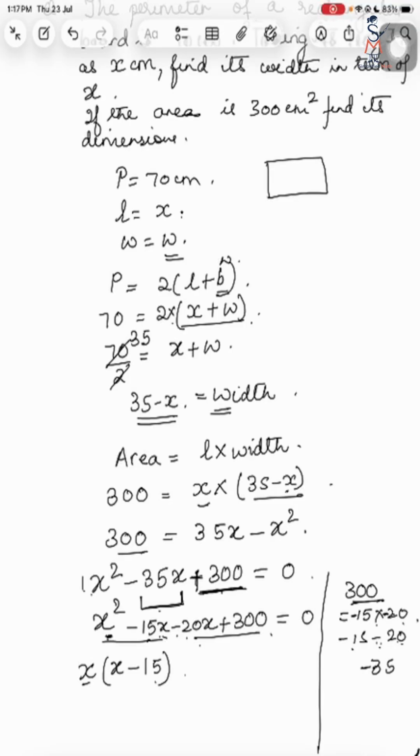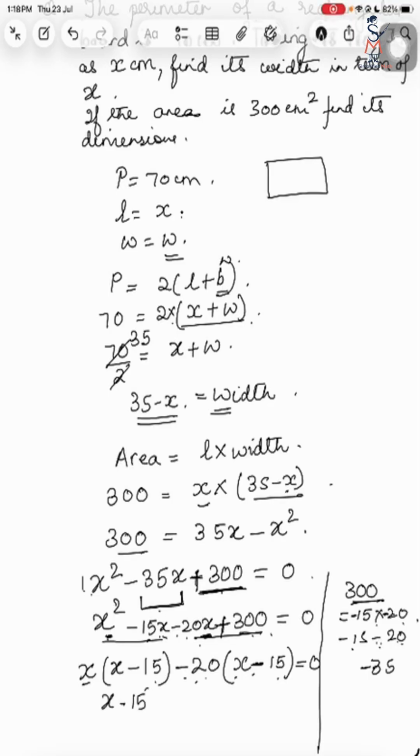Now what will I take common here? I can take minus 20 common. So what am I left with? x in the first term. Now 20 into 15 is 300, so 20 into 15 will become 300, and I need plus, so what will I put? A minus sign, so minus minus will become plus 300. So you will have to take care of these signs.